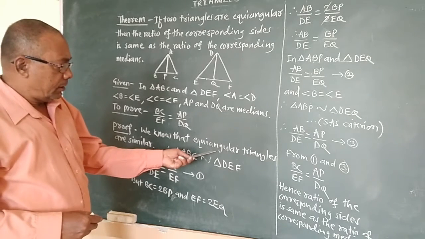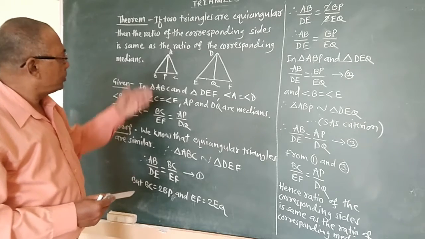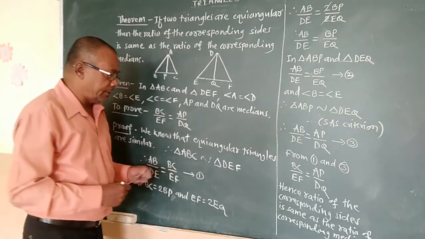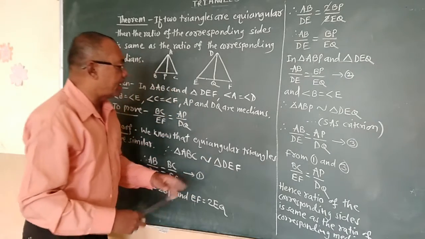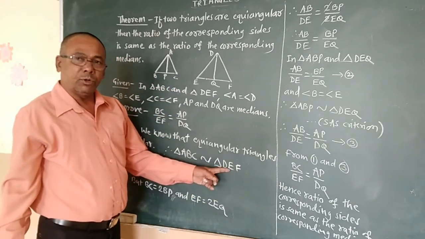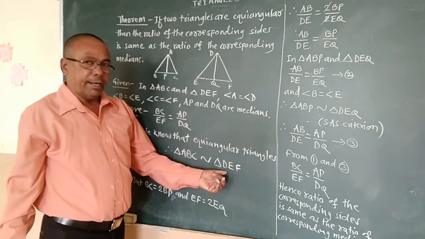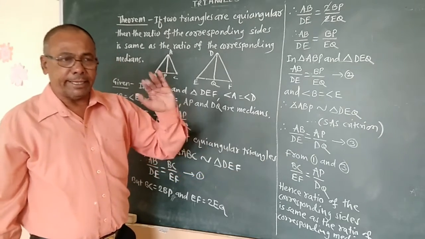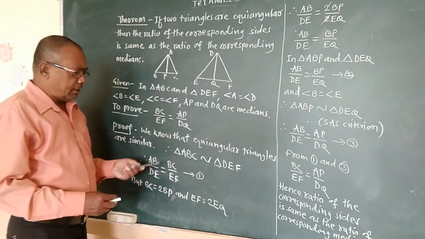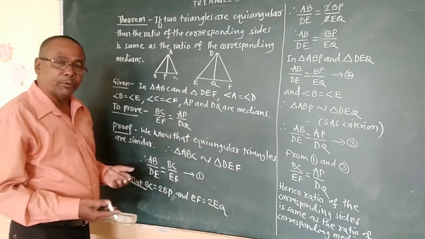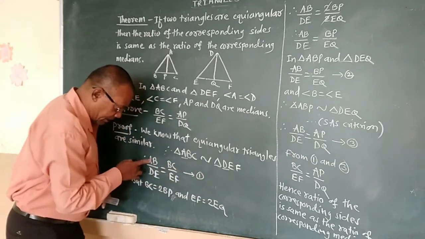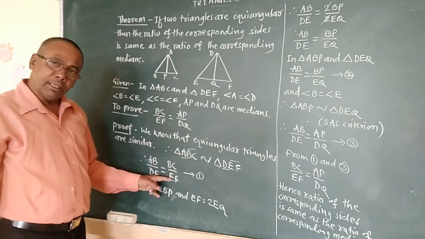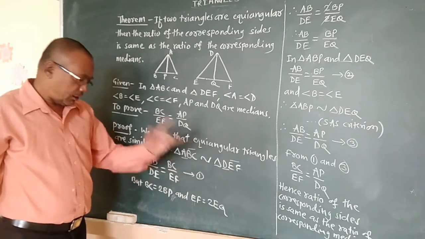We know that equiangular triangles are similar. We have mentioned above that both the triangles are equiangular, and therefore triangle ABC is similar to triangle DEF. So the first statement we got here is triangle ABC similar to triangle DEF. Here we can write the criteria also, that is AAA criteria. And now we know that if the triangles are similar, then corresponding sides are proportional, which means AB upon DE is equal to BC upon EF. This is equation number 1.